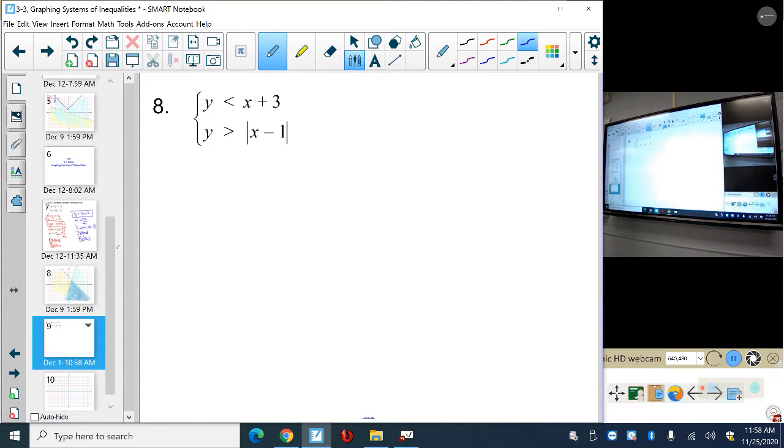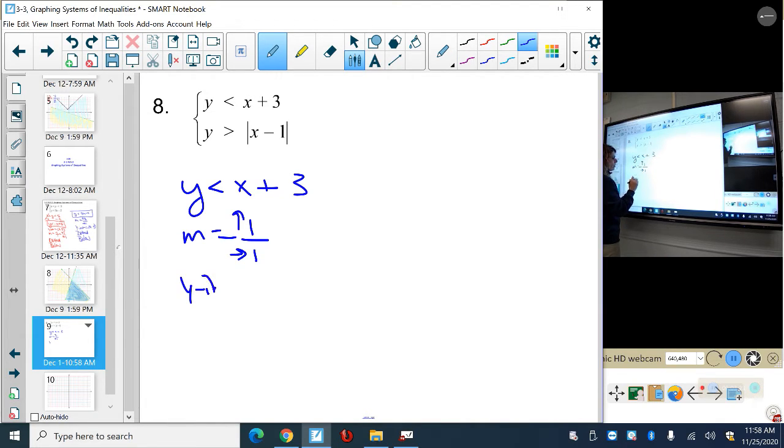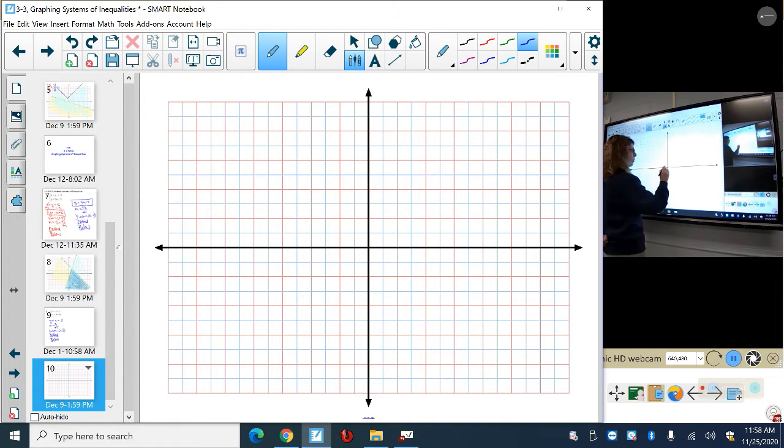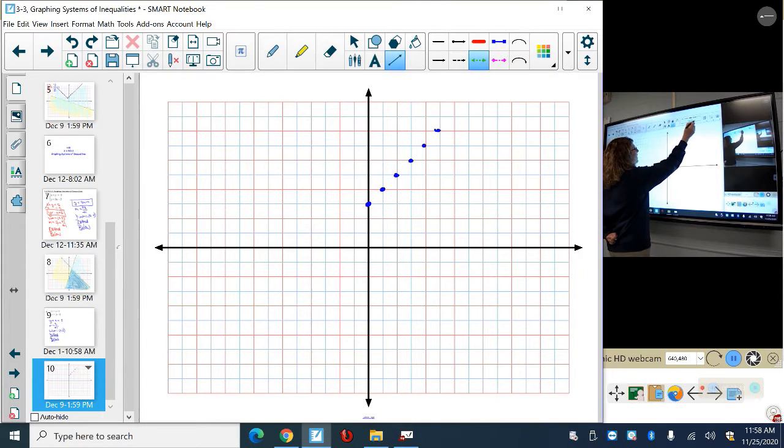Number 8 is the same philosophy, but this is going to be a linear and an absolute value. So this is going to be y is less than x plus 3. That means my slope is going to be 1 over 1, up 1 and to the right 1. My y-intercept is going to be 0, 3, and it is strictly less than, so it's going to be dotted, and because it's less than, it's going to be below. So let's go ahead and graph that. Starting at 0, 3 puts me here, up 1 to the right 1, and that is going to be connected with a dotted line.